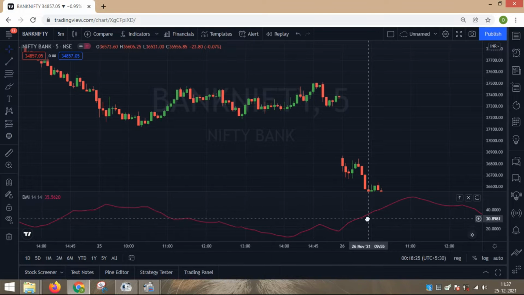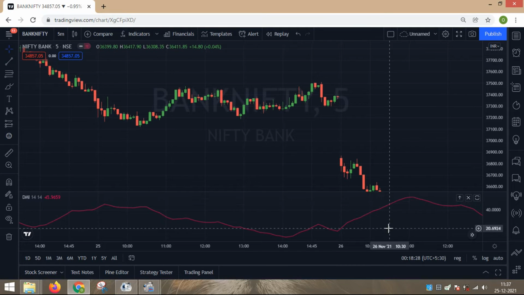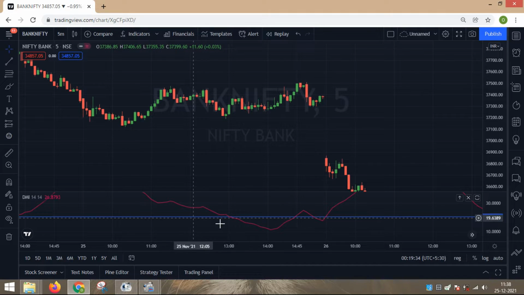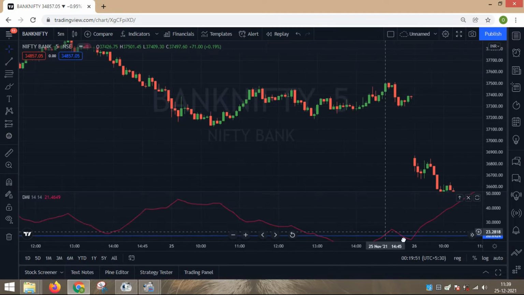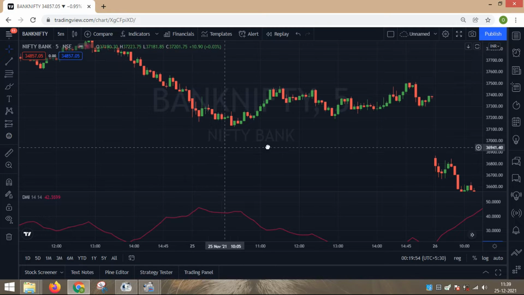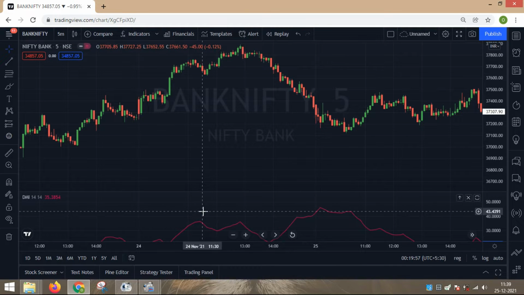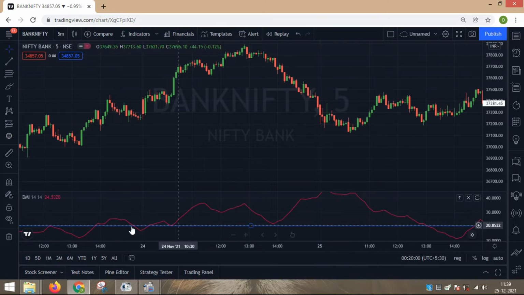Now what you have to do is mark a horizontal line at 20 here. Now we have to check whether the DMI is trailing below the 20 line or above the 20 line. If the DMI is trailing below the 20 line, the market will stay a sideways market. So this is not a good market for any intraday buyer. And when the market is a trending market, or a momentum kind of market, the DMI will be above 20.